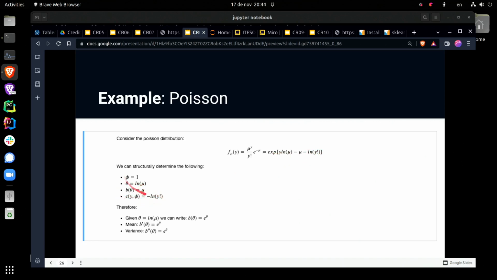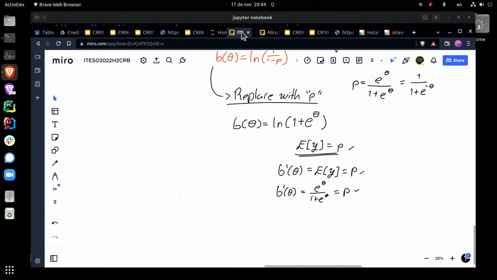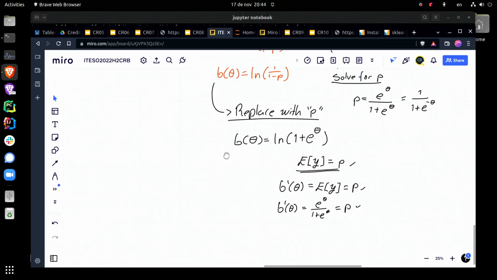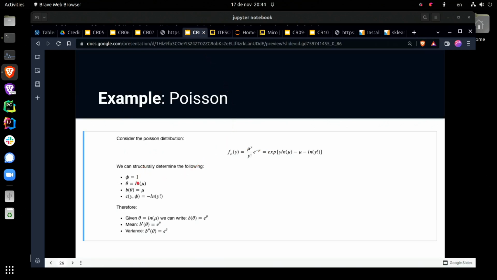Now here we have a very similar case to the one that we got in here, because we have b in terms of p and not in terms of the parameter. We have the same in here, so we have b in terms of mu instead of this other parameter, but we can easily replace this part, right? We know that mu is equal to e to the power of our parameter.